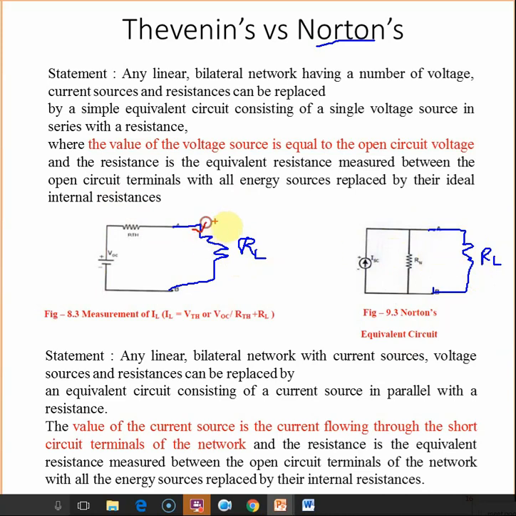Very simple, you need to find out the flow of current in the load. That is your work. So how to find out the flow of current in that load? That is the question. How to find out?